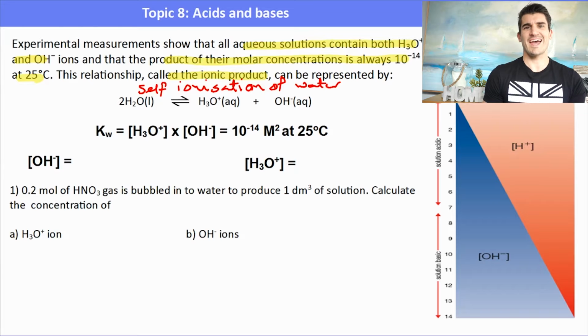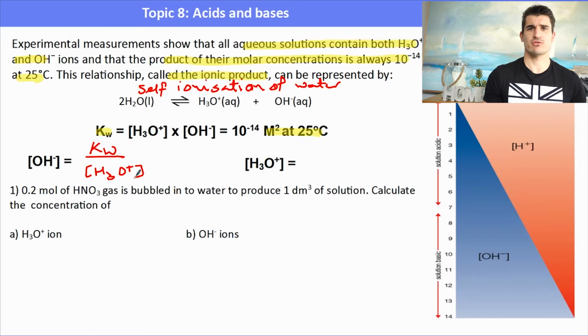So we have this formula, Kw, the ionic product of water, equals the concentration of H3O+ multiplied by the concentration of OH-, and at 25 degrees, that's equal to 10 to the minus 14. So we can use this relationship to work out the OH- concentration if we know the H3O+ concentration. So Kw divided by H3O+ would give us OH-, and we can work out the hydronium ion concentration by doing Kw divided by the concentration of OH-.